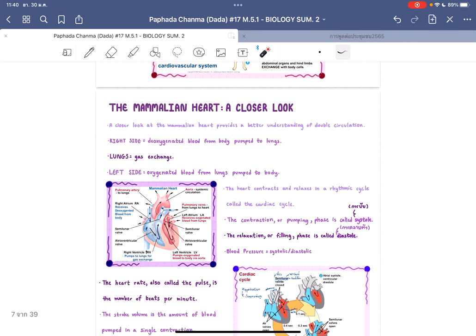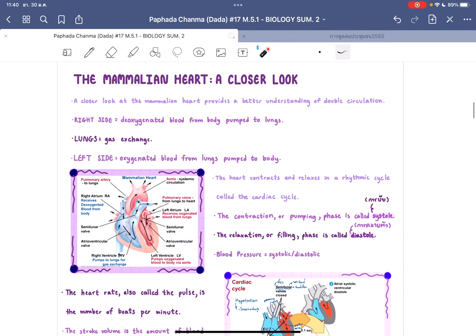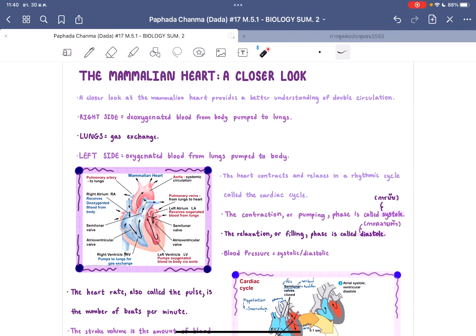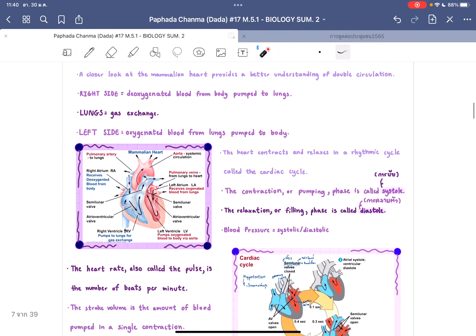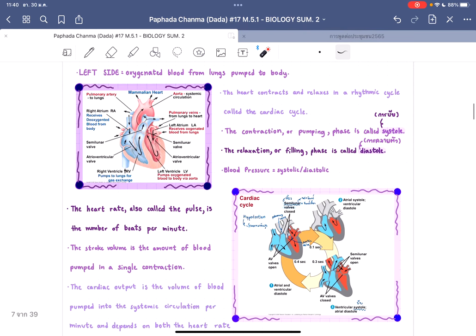A closer look at the mammalian heart provides a better understanding of double circulation. The right side receives deoxygenated blood from the body and pumps it to the lungs, where gas exchange occurs. The left side receives oxygenated blood from the lungs and pumps it to the body. The heart contracts and relaxes in a rhythmic cycle called the cardiac cycle. The contraction or pumping phase is called systole. The relaxation or filling phase is called diastole.